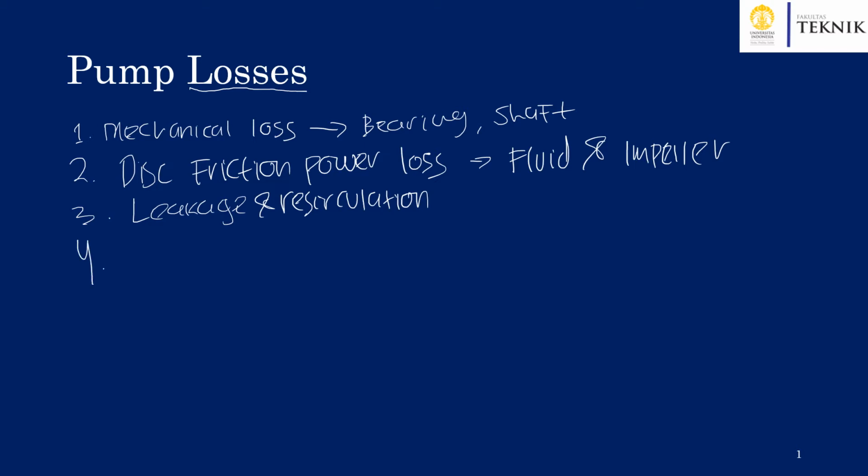The fourth source of the losses is due to the casing of the pump itself, or we call it casing power loss. So all of it, let's say this is PC and this is PL and this is PI due to the impeller and this is PM for mechanical.